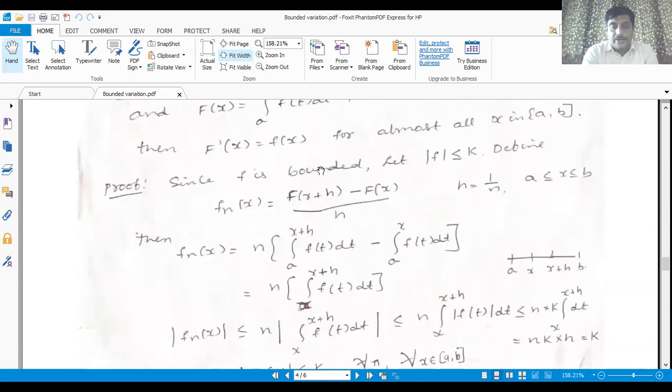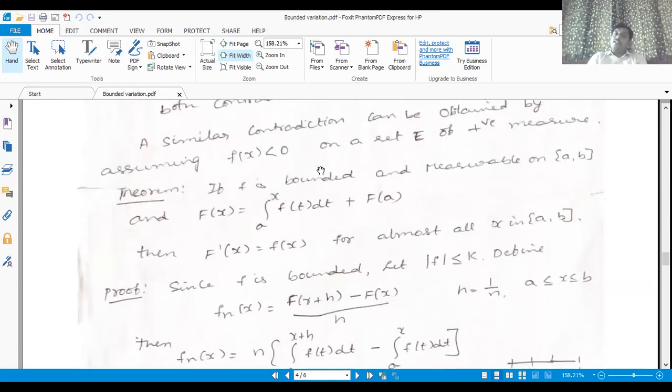Now we will prove one more important theorem. If f is bounded and measurable on a closed interval [a, b], and capital F of x can be represented as the integral from a to x of f(t) dt plus the functional value f(a), then F dash x is equal to small f of x, meaning the derivative of the function is equal to f of x, for almost all x in the closed interval [a, b].